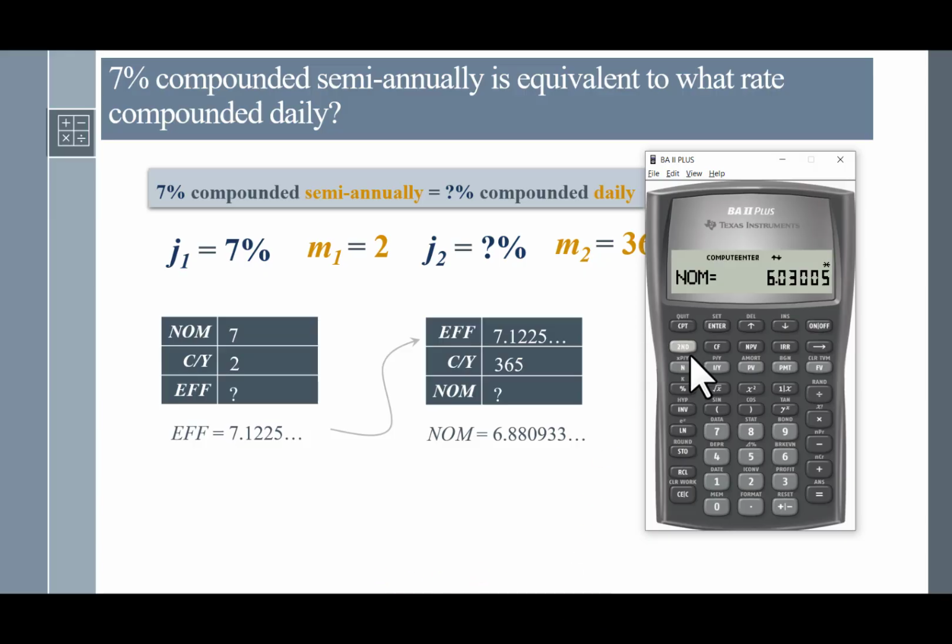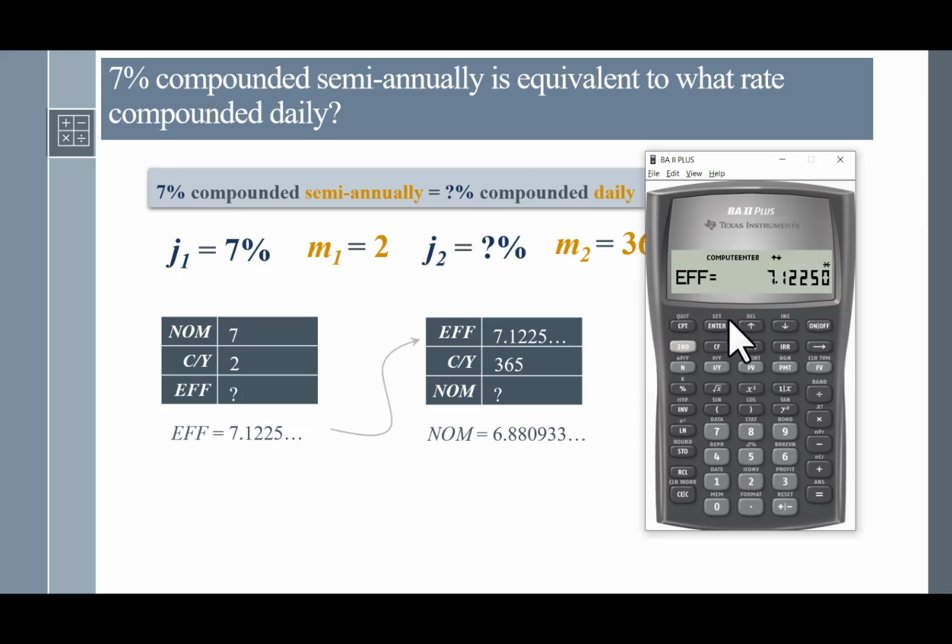Let's bring back our calculator, and no need to clear TVM here or clear work, but if you want, you can clear it to start fresh. So let's clear work. We're going to enter 7 as the NOM, so we're going to press 7 and press enter. We're going to go up, enter CY as 2, go up, click CPT on the effective. And you see it's the same answer.